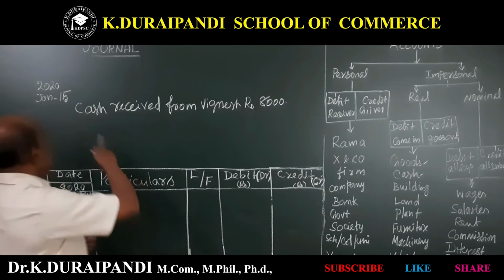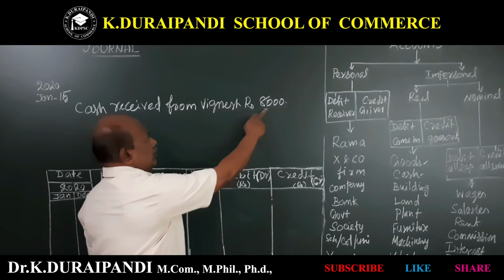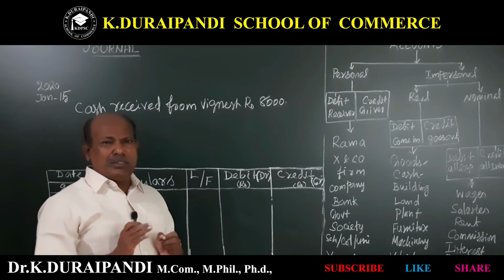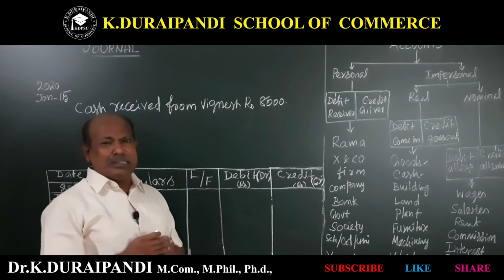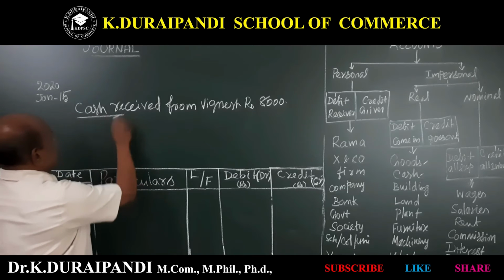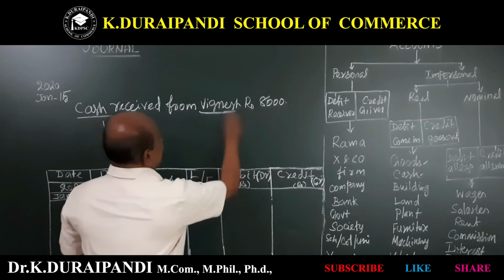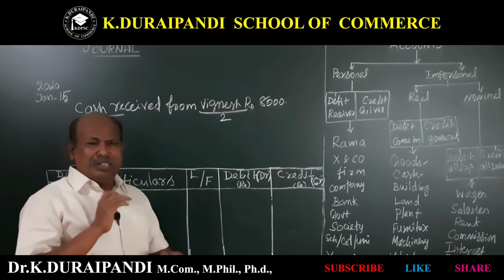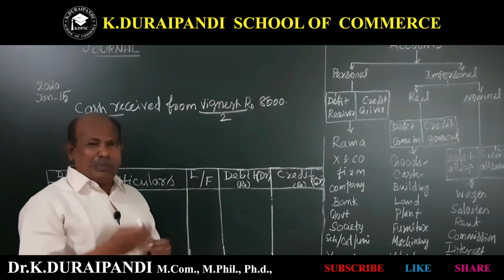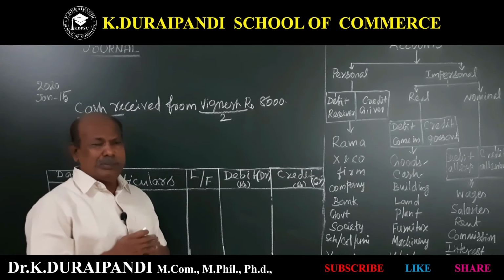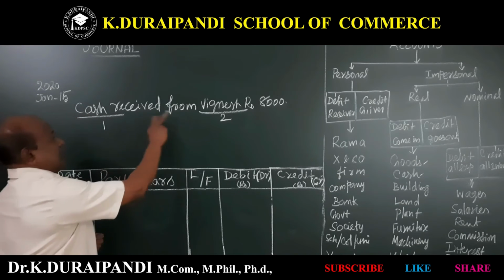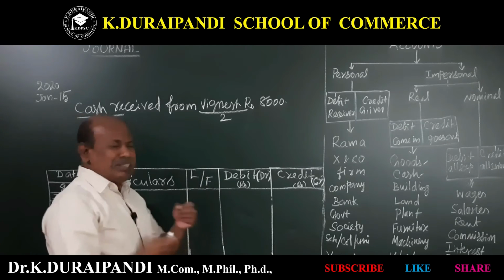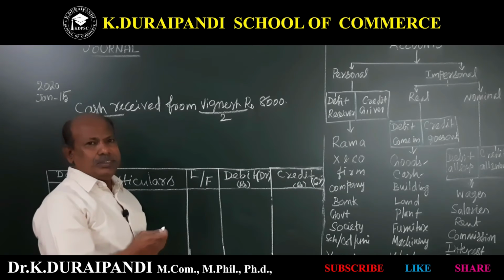Next journal entry, cash received from Vignesh rupees 8,000. We should trace out two accounts in the given business transaction. Here, cash is one account, Vignesh is another account. So, which one is to be debited and which one is to be credited? We have to apply the rules. Here cash received from Vignesh. We are receiving the cash from Vignesh.